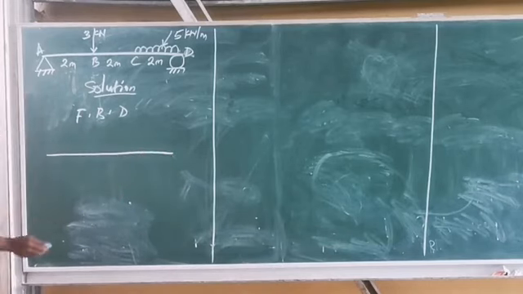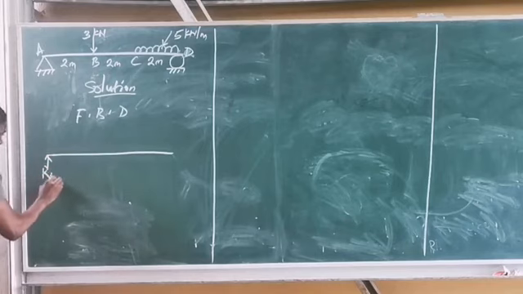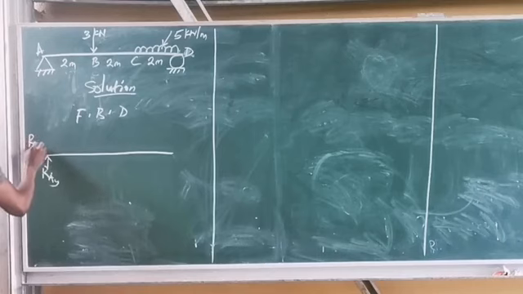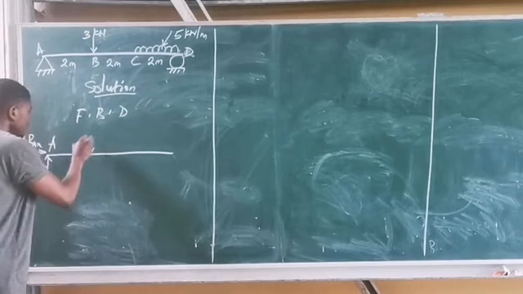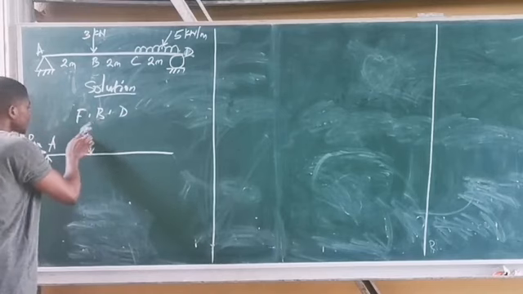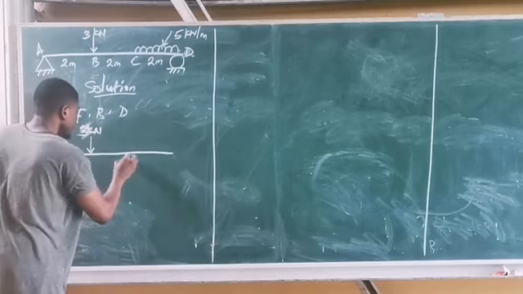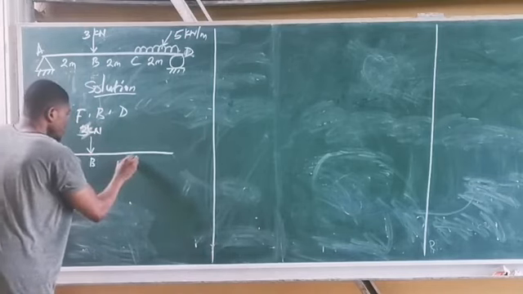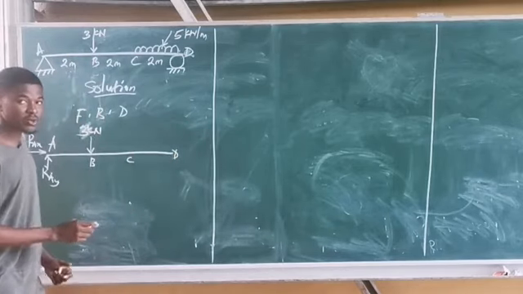So we recognize that at point A we have a pin, and for the pin support we have double reaction, one vertical, so we call this RAY, also have one horizontal, RAX. At point B there's the 5 kilonewtons force, there's a 3 kilonewtons force. At point C, between point C and point D, there is a uniformly varying load.